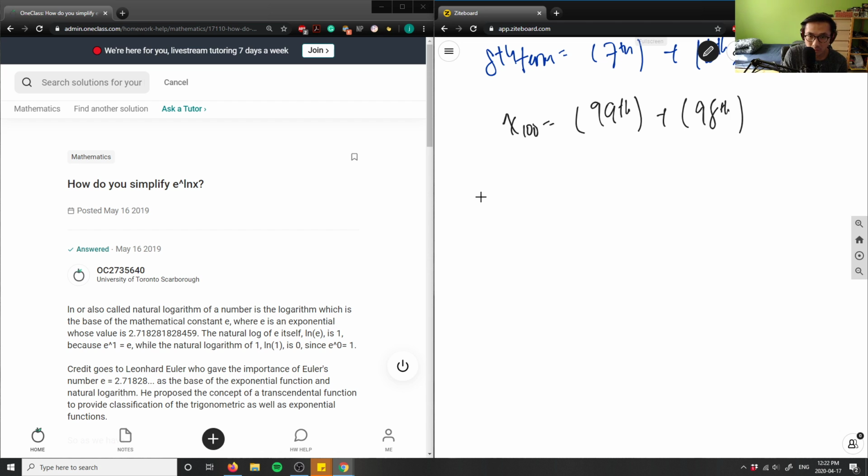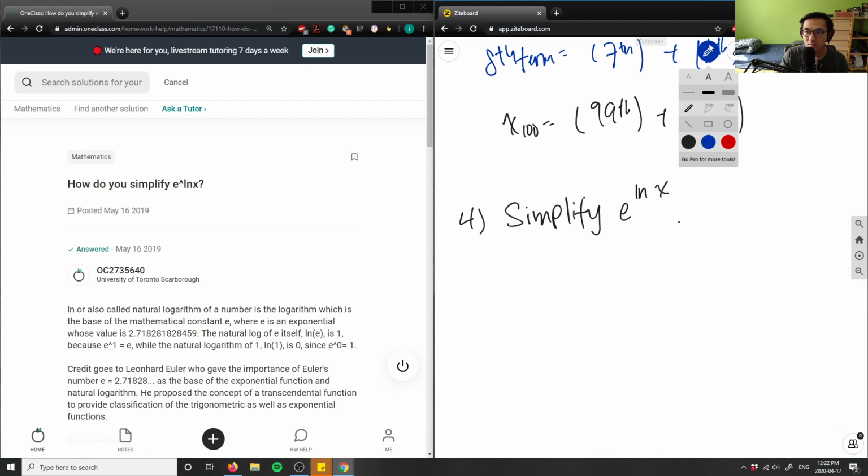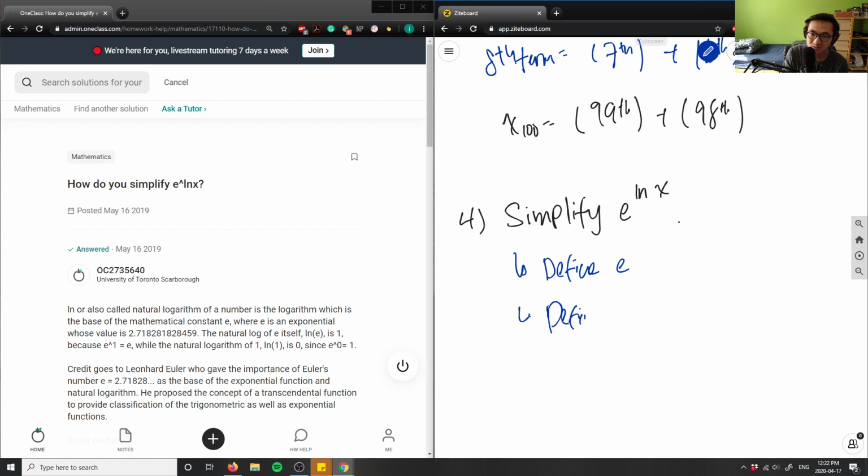So question 4 states, how do you simplify e to the log x? Simplify e to the power of log x. So what is e to the log x? Think about this problem here, and think about what is e and what is log x. So let's define e and define log x. Take a moment to think about this problem here.